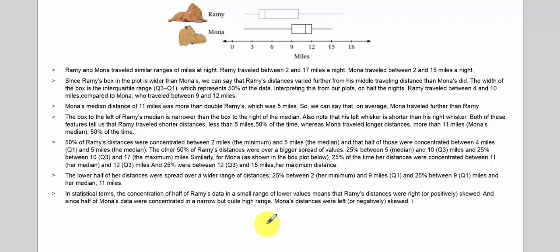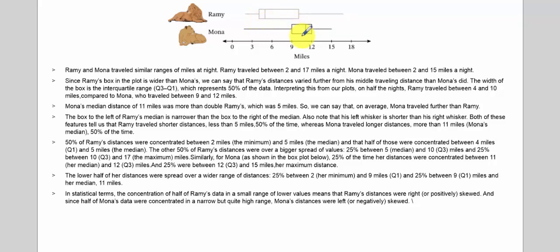They would have similar ranges if you were to take the high minus the low. This one appears to be about 17 to roughly 3, and this one is about 15 to 2. So there's really only like one difference in their range. You see that Ramey, the one on top, the plot's wider than the other one, stating it travels further. Interquartile range for Mona is roughly 3. Interquartile range for Ramey is about 7-ish.